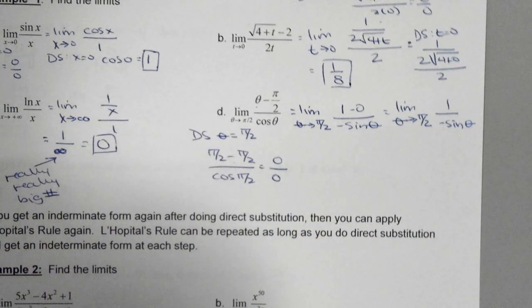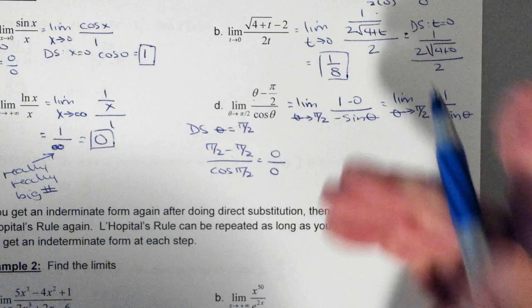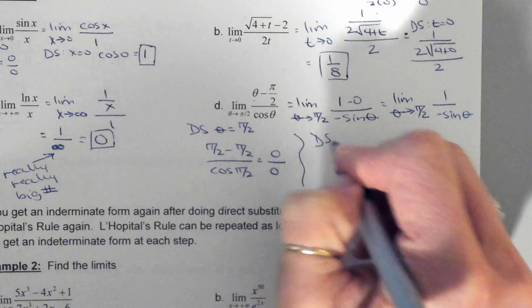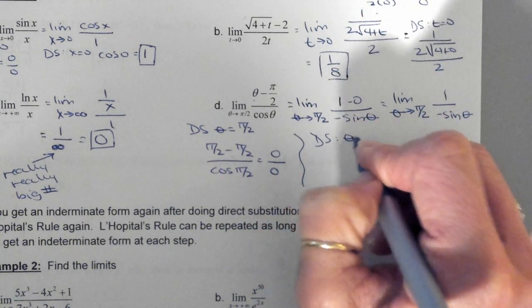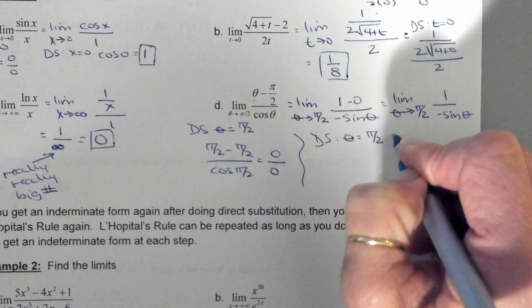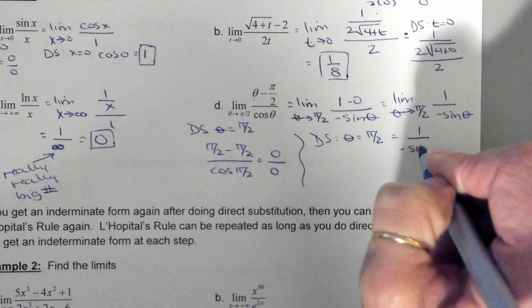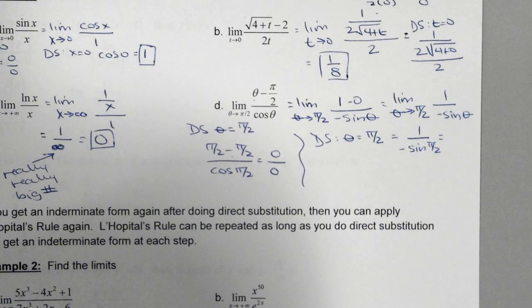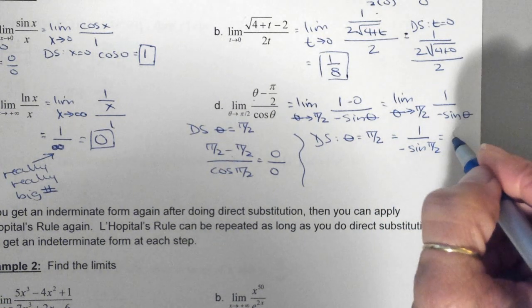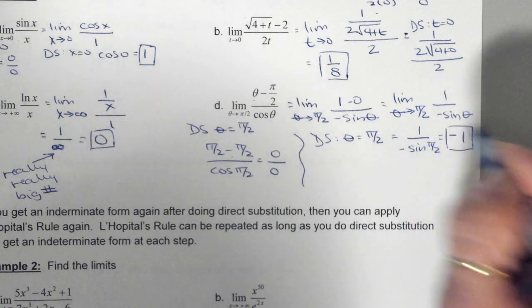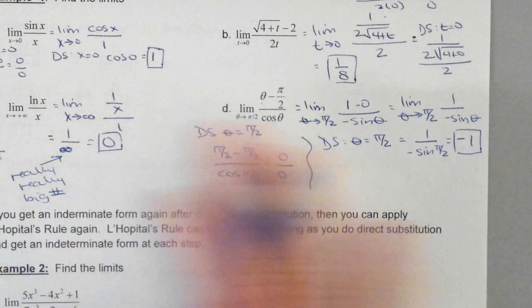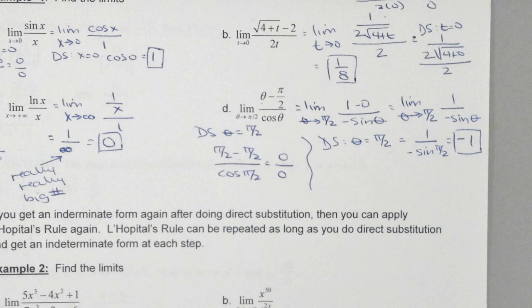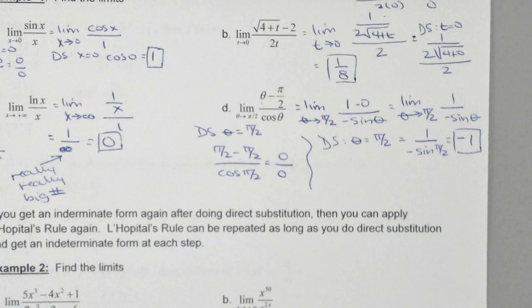What do I do now? Yeah, try direct substitution. So we've got direct substitution when theta is equal to pi over 2. So this is 1 over negative sine of pi over 2. What's the sine of pi over 2? 1. So what's my answer? That's right. Okay, questions on L'Hopital's? This is pretty direct and how you use it. But remember, after each time, you must try direct substitution.